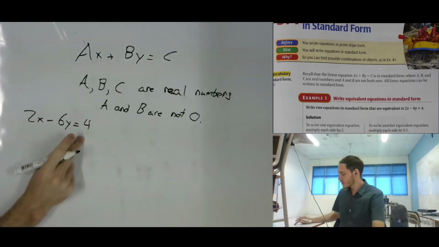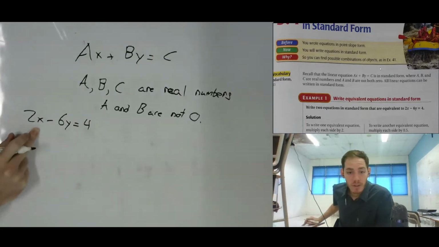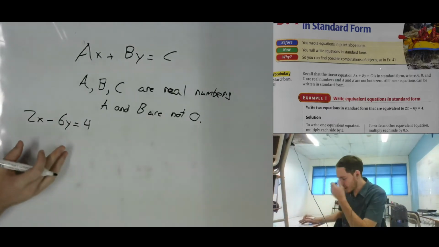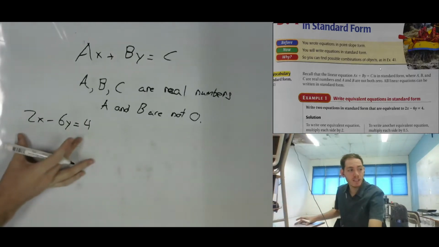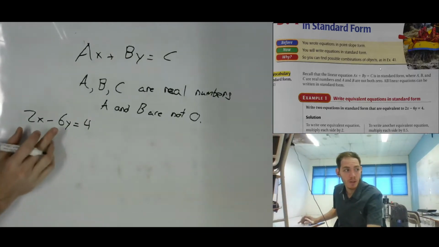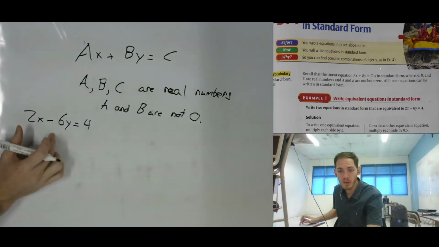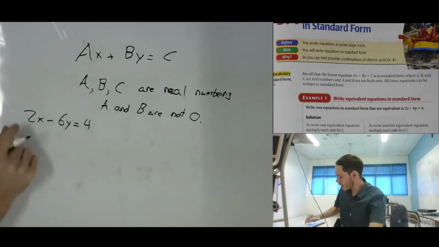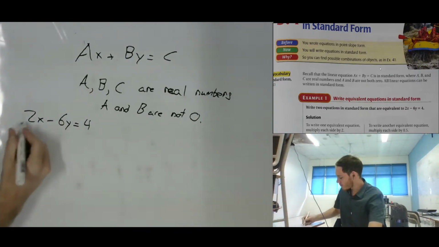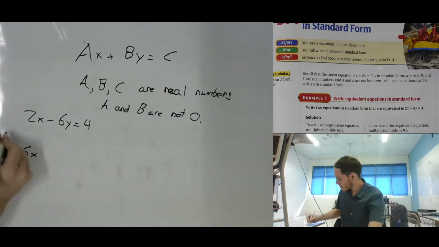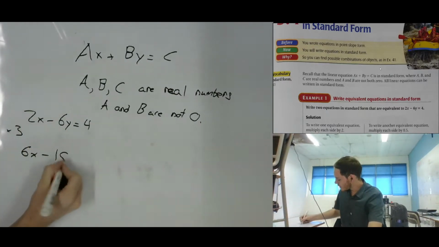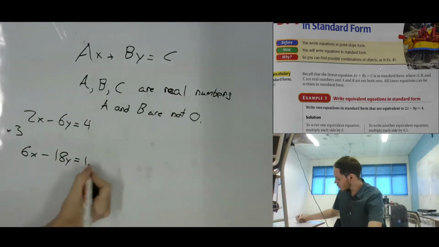Give two examples of this equation that are equivalent, but not written exactly the same way. So you can multiply this by different numbers. In the book, they multiply this by 2 or by 0.5. Let's say we multiplied this all by 3. So every part by 3. This would become 6x minus 18y equals 12.